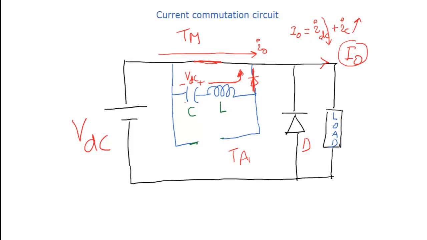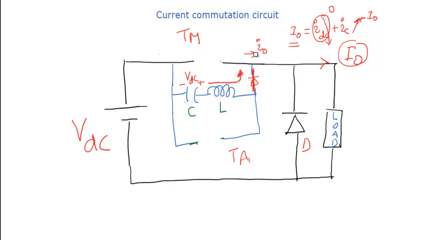That means to maintain the load current constant, as the capacitor current increases, the source current has to reduce. Once the capacitor current IC reaches I0, the source current becomes 0. This is the current flowing through the main thyristor. If this current becomes 0, then obviously the main thyristor will be turned off. If the main thyristor is turned off, it will act as an open circuit.